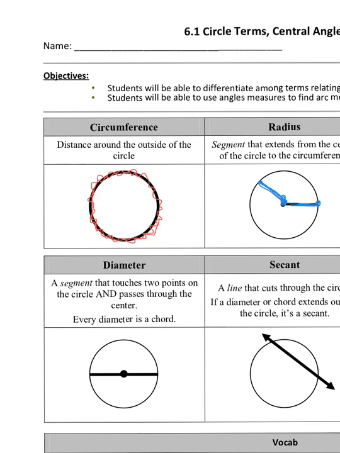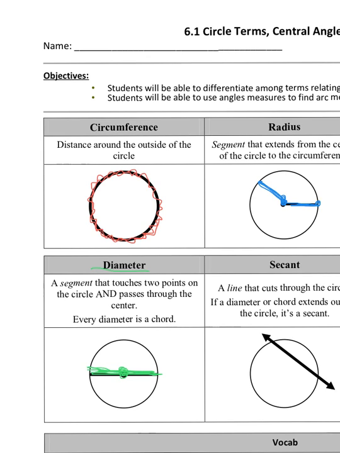And as you guys know, if I double the radius, what I'm going to get is the diameter. All right, so the diameter passes through the center, essentially two radii back to back. Its endpoints are on the circle.